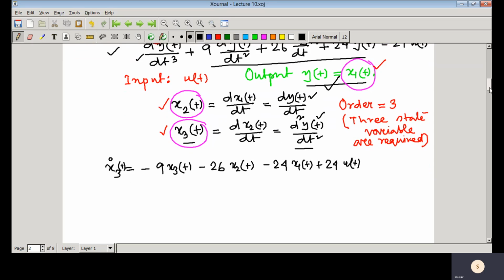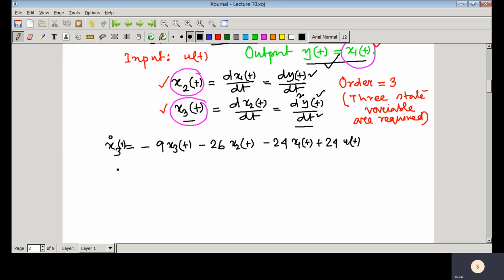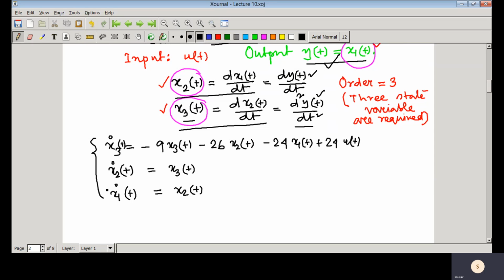So now you can write these equations like that. What is x2 dot(t)? Here you can see x2 dot(t) is equal to x3(t), and what is x1 dot(t)? x1 dot(t) is equal to x2(t). So that means you have three state variables, and we have written three first order differential equations, that is x1 dot(t), x2 dot(t), and x3 dot(t).